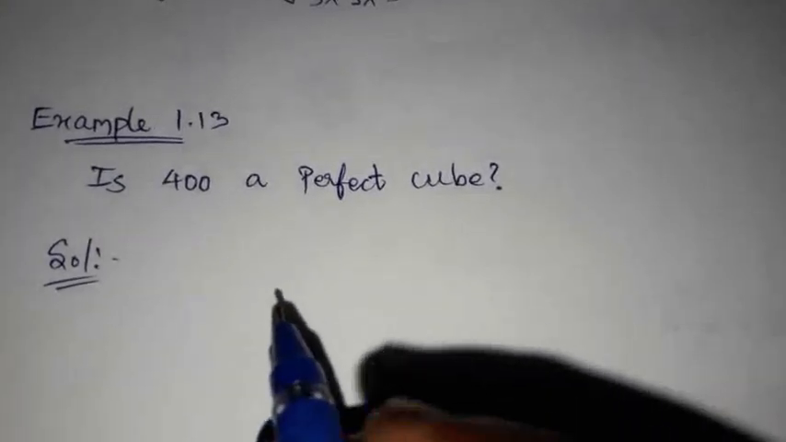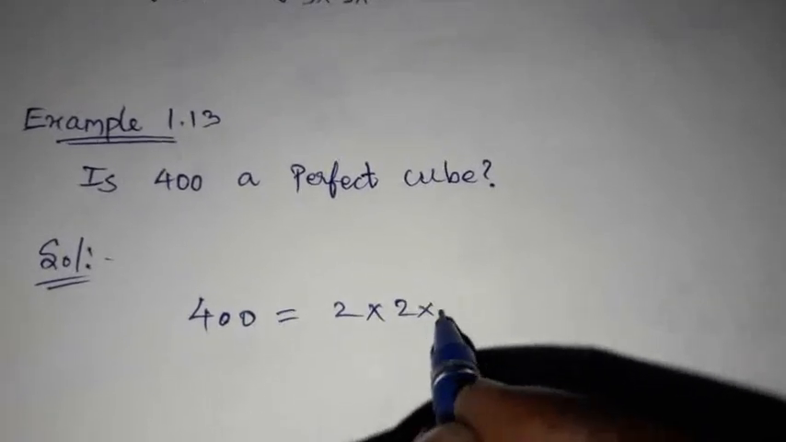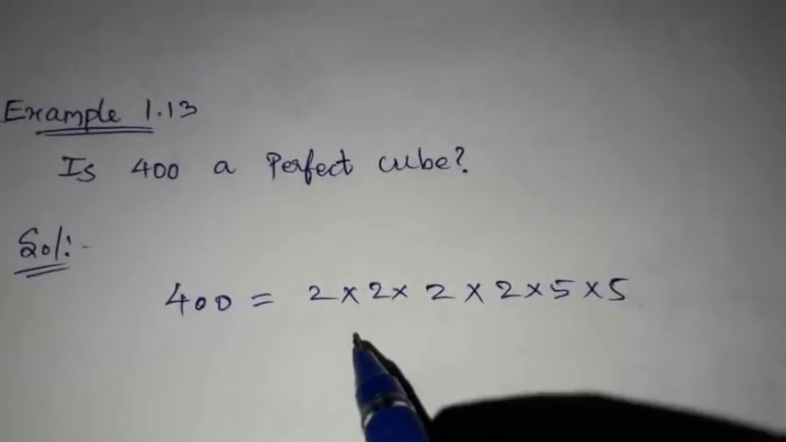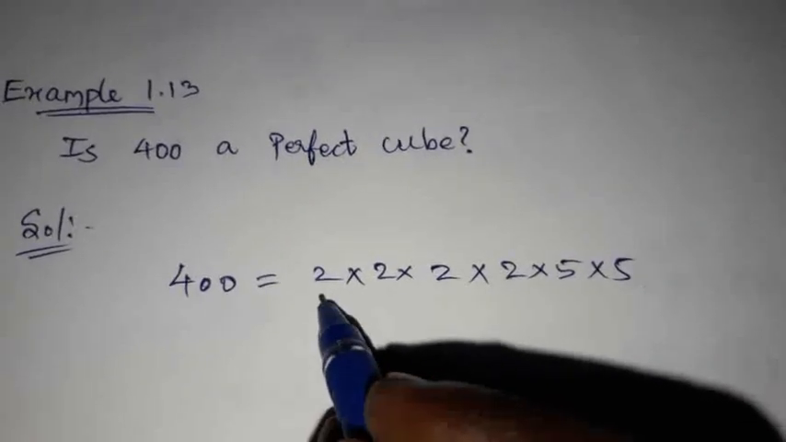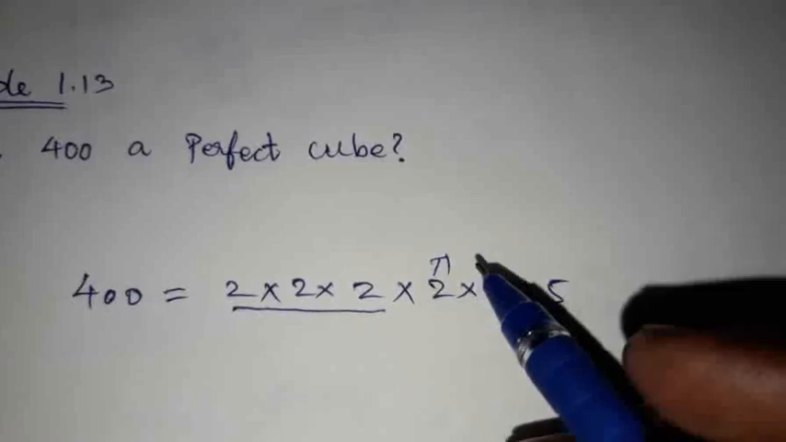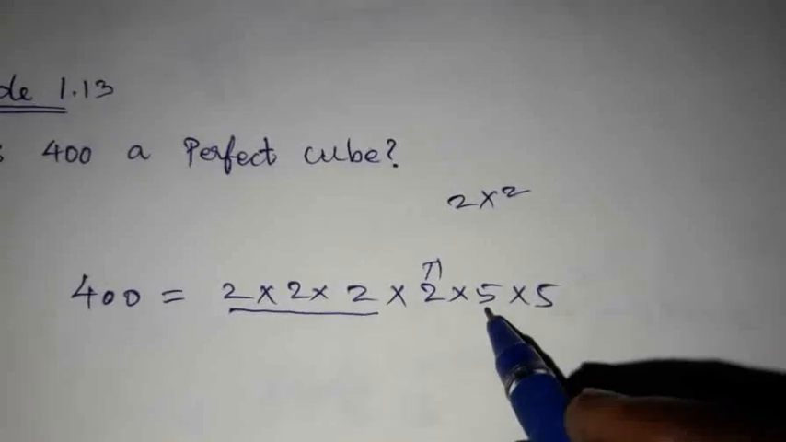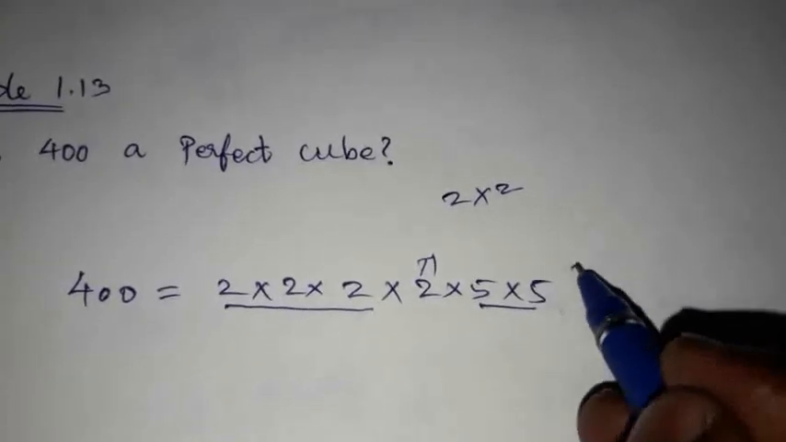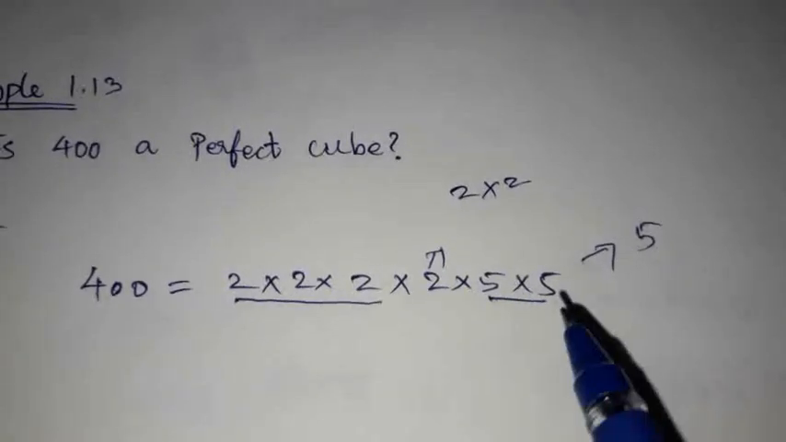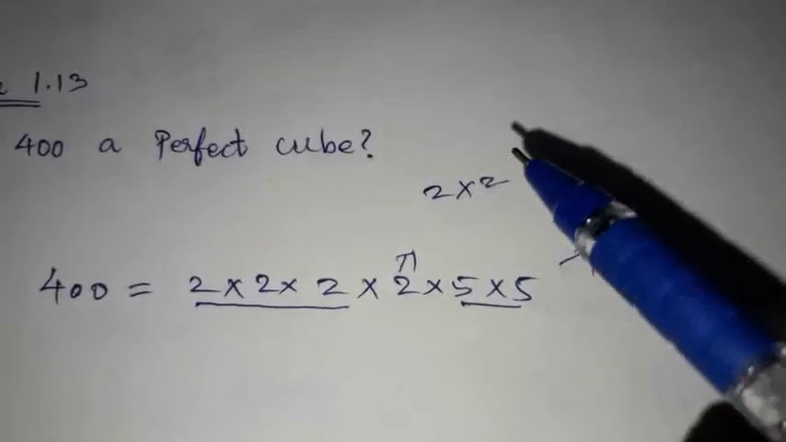By prime factorization we have 400 equal to 2 into 2 into 2 into 2 into 5 into 5. Look here, there is only one triplet and this number is alone. It should have 2 2s and look here, there are 2 5s. There is one more 5 needed. Then only we can make 3 triplets. So 400 is not a perfect cube. We will need 2 more 2s and 1 more 5.